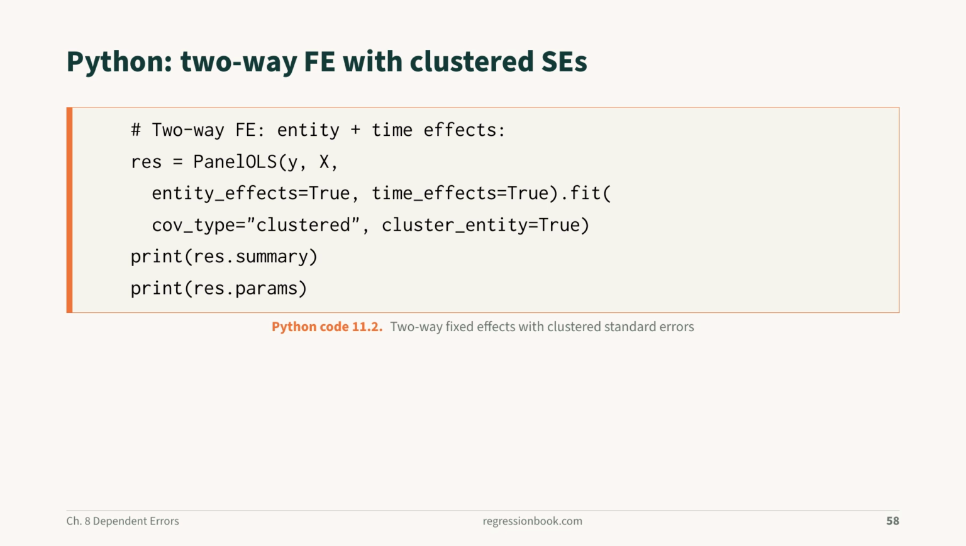And now the estimation call itself. Panel least squares with both entity effects and time effects, with the covariance clustered by entity. Printing the summary and the parameters gives the two-way fixed effects estimate together with its clustered uncertainty, and the numbers match the R result from earlier in the chapter to the digit.